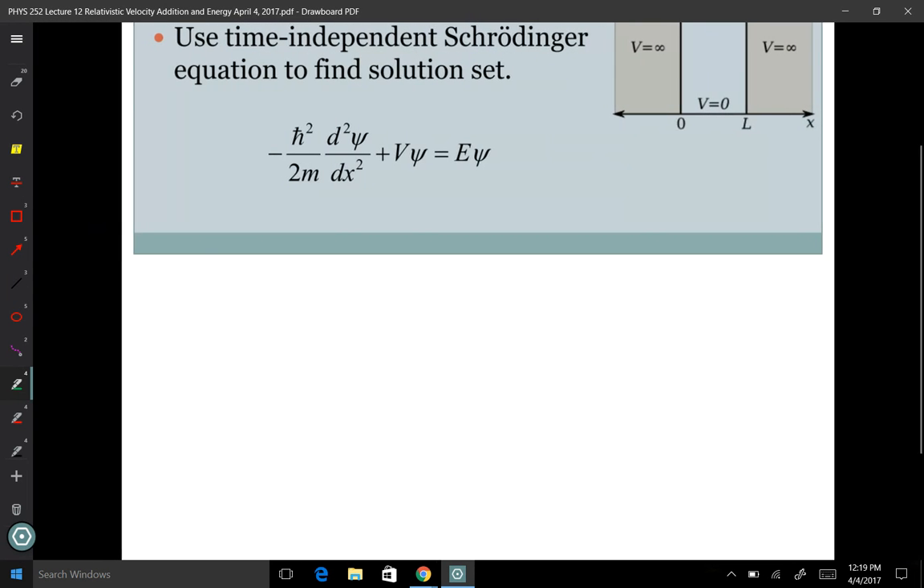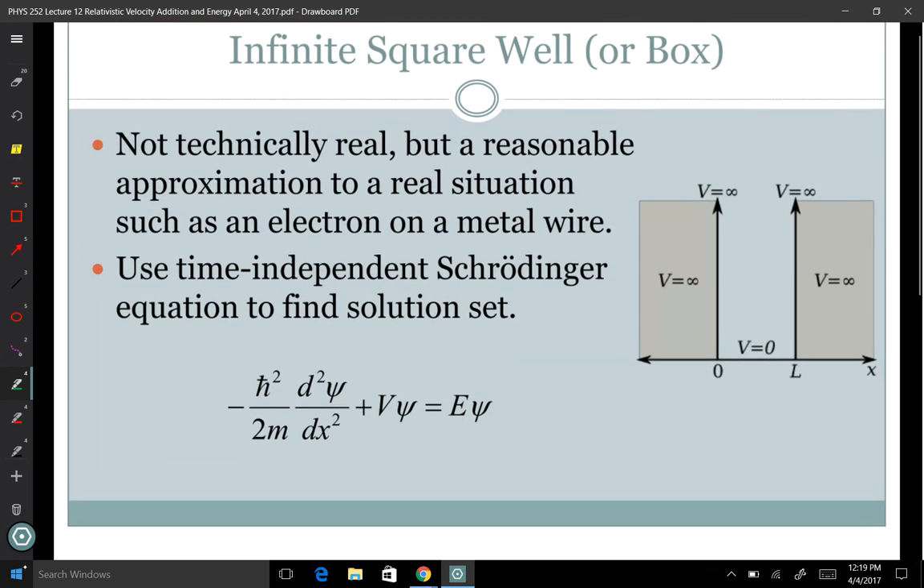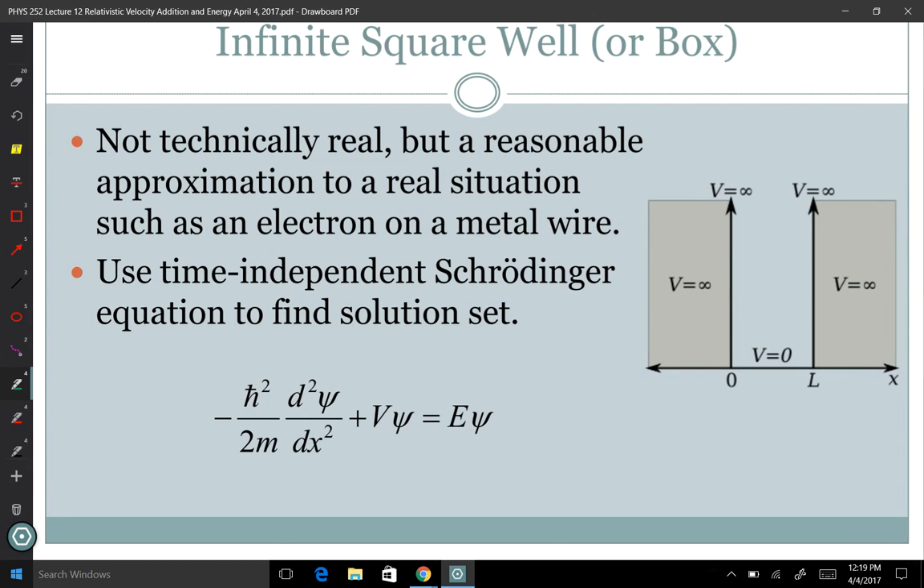This is the slide that I want to get to before we end. It just sets the tone for what we're going to do in class next week. The infinite square well, or the particle in a box, is not something real, but it's something real-ish. What does it mean to have a particle in a box? It means you have a particle that has some reasonable potential energy for a range, and then an infinite potential energy on either side of that.